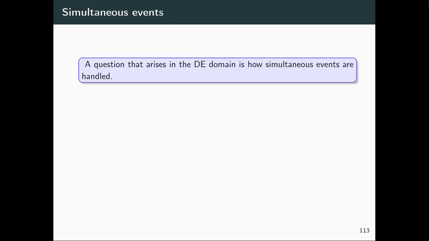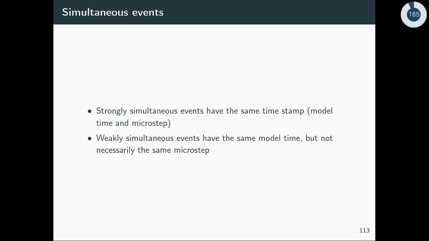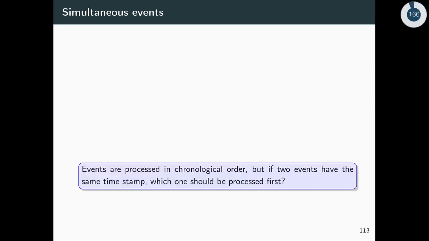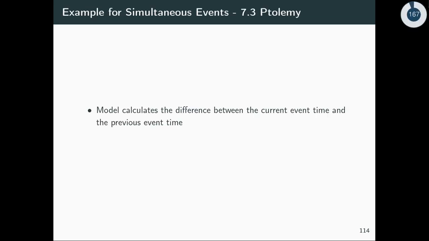Now a question that arises is how simultaneous events are handled. This is an interesting question. I described previously, a couple of slides earlier, that I would be talking about this. Now we have strongly simultaneous events and weakly simultaneous events. Strongly simultaneous events, as I just told you, have the same timestamp. They have the same model time and the same microstep, which means that they are really simultaneous. But weakly simultaneous events have the same model time but not necessarily the same microstep. So they may occur in the same second, but maybe not at the same microsecond. The events are processed in chronological order, but if two events have the same timestamp, same model time, same microstep, which one should be processed first is an interesting question.